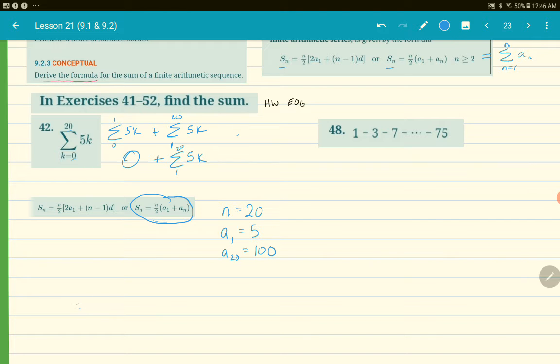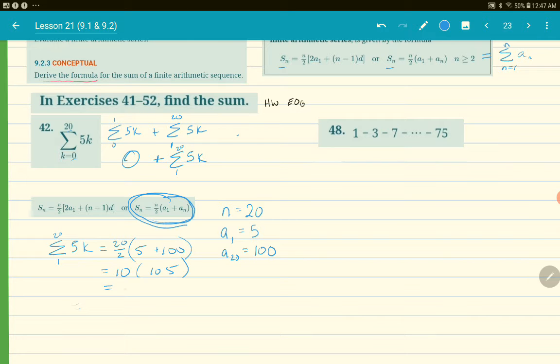And now using this formula, I get that the sum from k equals 1 to 20 of 5k equals n over 2, which is 20 over 2, times the sum of a_1 plus a_n. So that's 105. So that's 10 times 105. I'll write that as 5 plus 100.